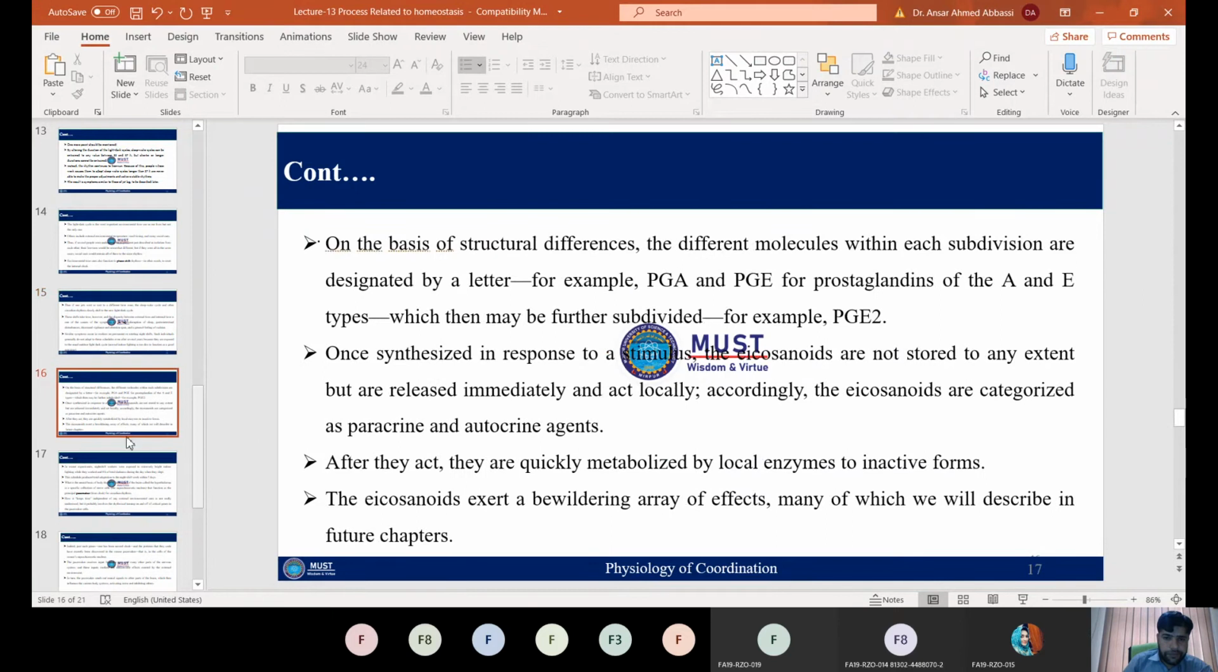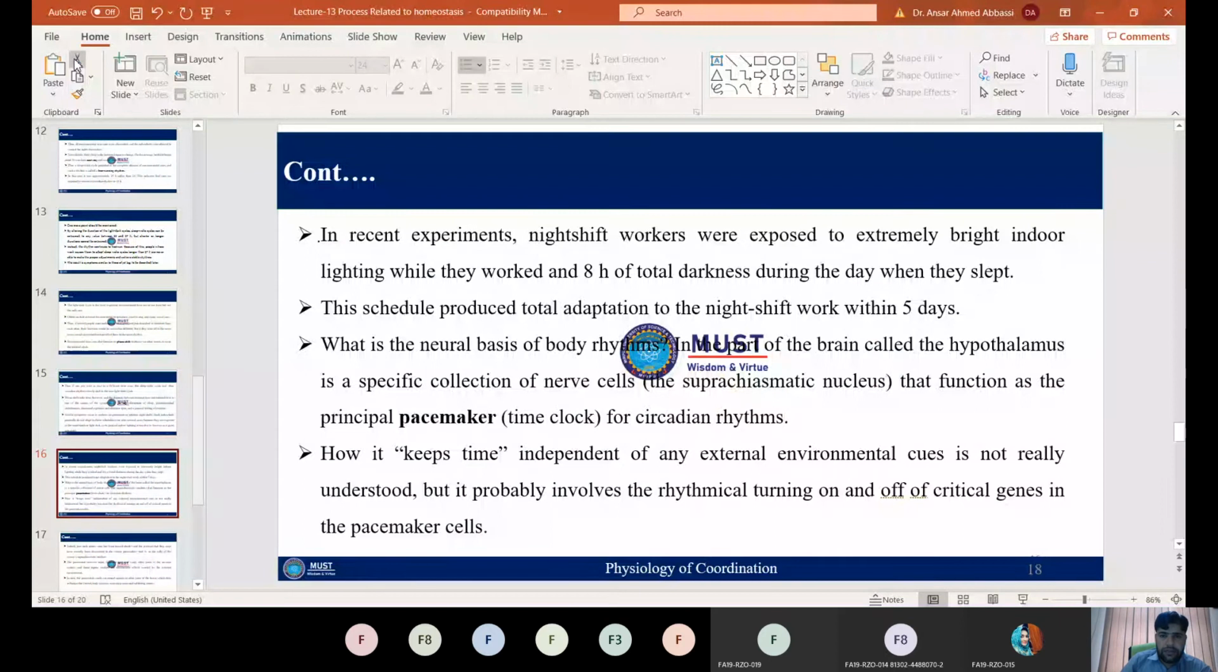This is another slide from the previous lecture. If we talk about the night shift workers, they were exposed to extremely bright indoor light while they were working, and 8 hours of total darkness during the day when they slept. So this schedule produced total adaptation of the night shift workers within 5 days.